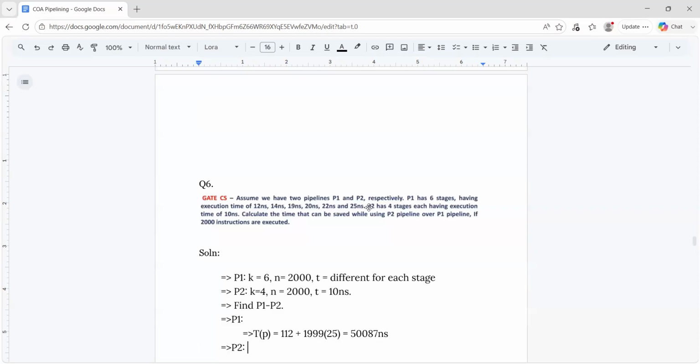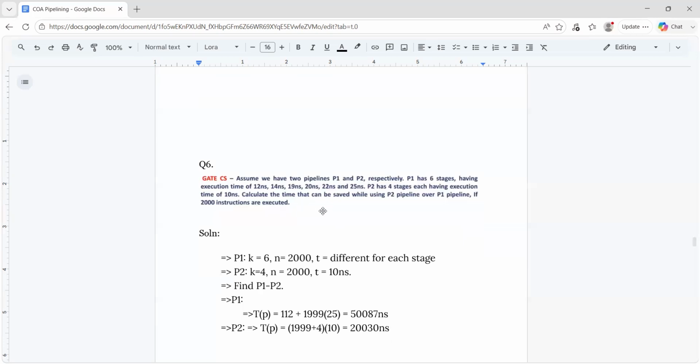Now similarly we need to find for P2 using the formula for that one. So the formula for this would be n plus k minus 1 into t. So what is n? N would be 2000, n minus 1 would be 1999 plus k. K would be 4. So on calculating this, I would get 20030 nanoseconds.